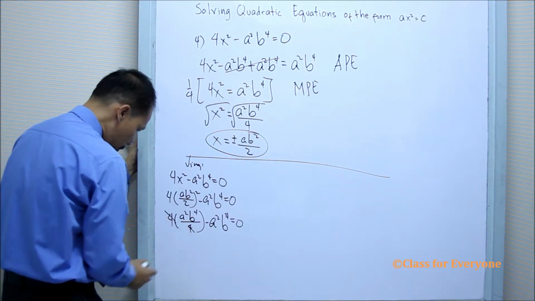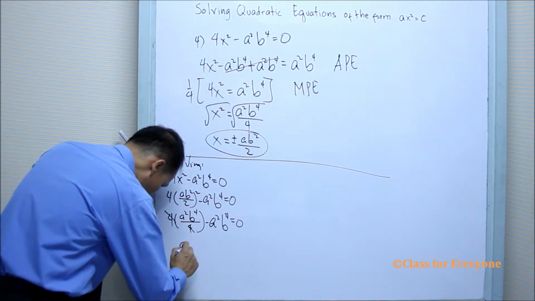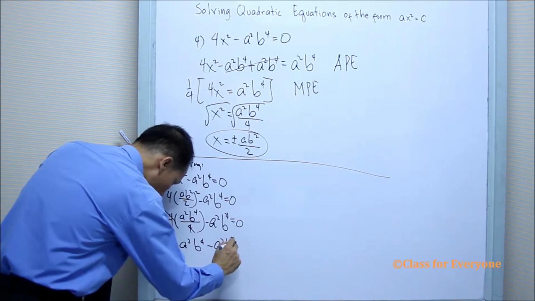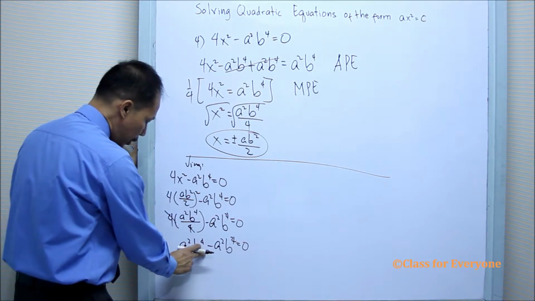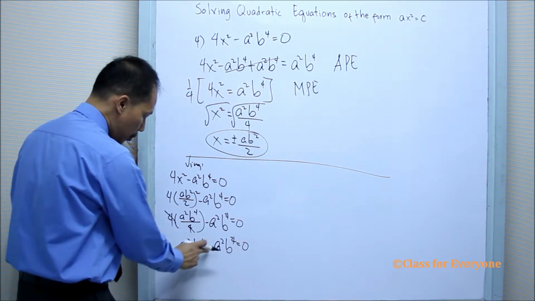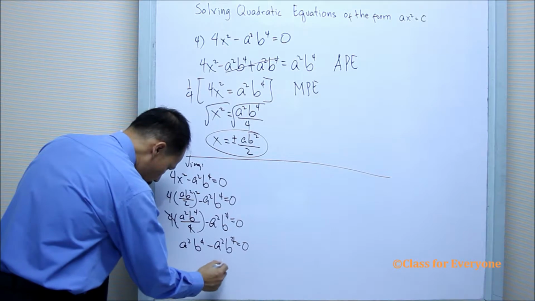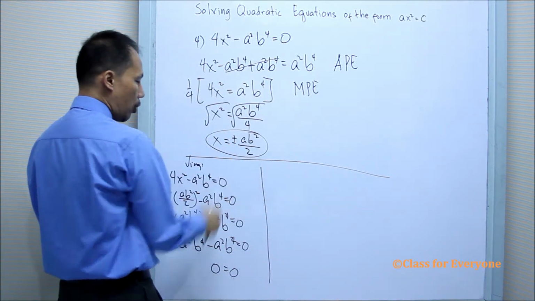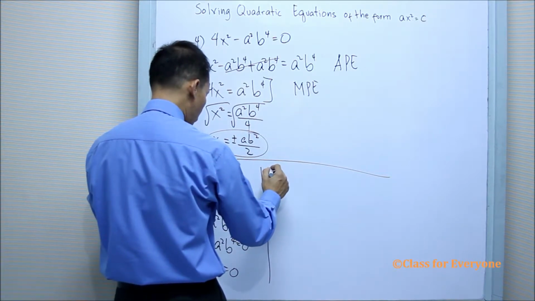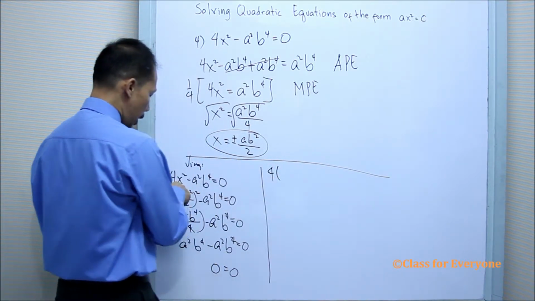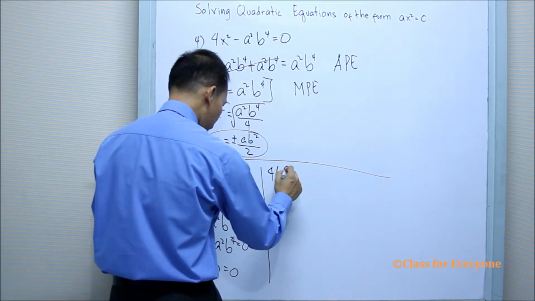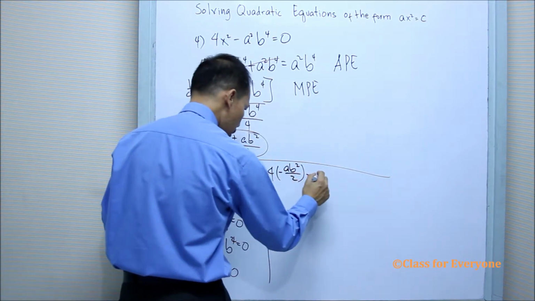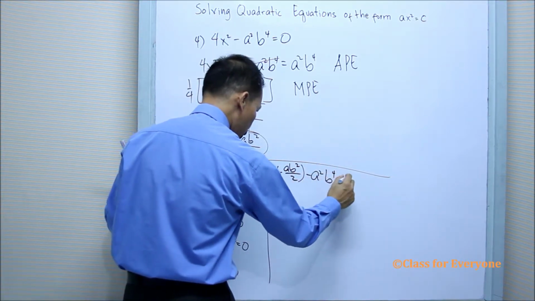I can divide this out, and then the product will be a squared b to the fourth minus a squared b to the fourth equals 0. Any number or term minus itself is 0, equals 0. Now what if it is a negative ab squared all over 2? So our equation will be 4 times negative ab squared all over 2, squared, minus a squared b to the fourth equals 0.